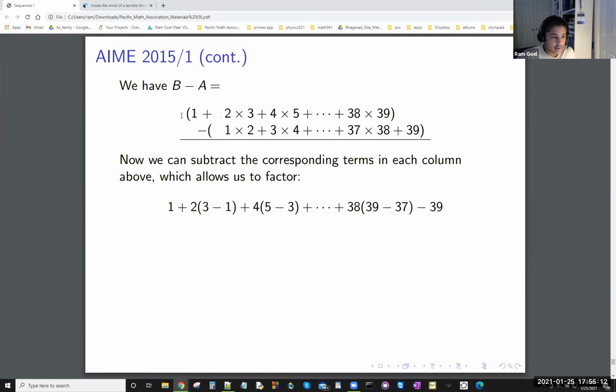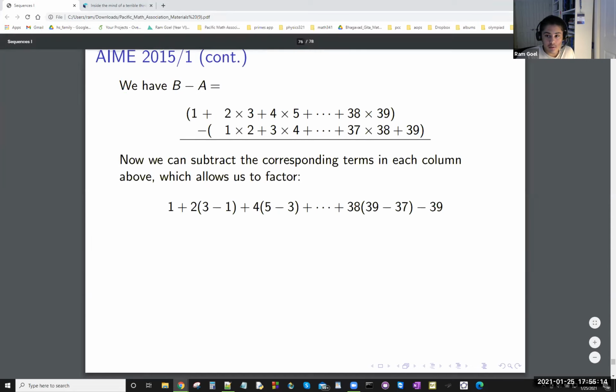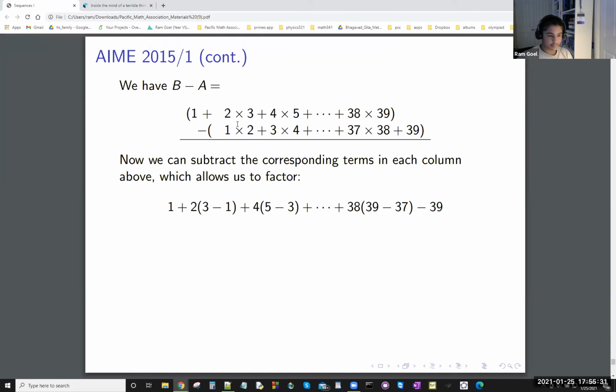So when we subtract, the 1 just comes down and we just have 1. Now 2 times 3 minus 1 times 2, well, that's 2 times 3 minus 1. We can factor it that way.